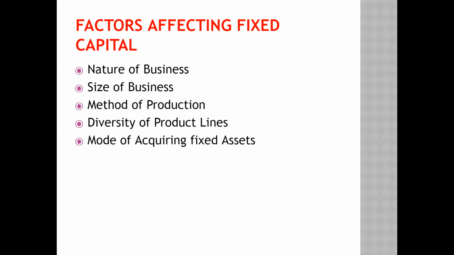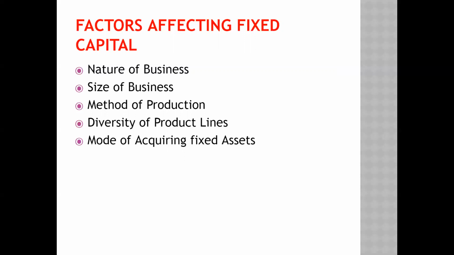Then second is size of business. If it is a large size business, more fixed capital is needed because growth and expansion of the business will be there. If it is a small size business, less fixed capital will be needed. Now, the third factor is method of production. If you are using a capital intensive technique, more fixed capital will be needed. If you are using a labor intensive technique, less fixed capital will be needed.